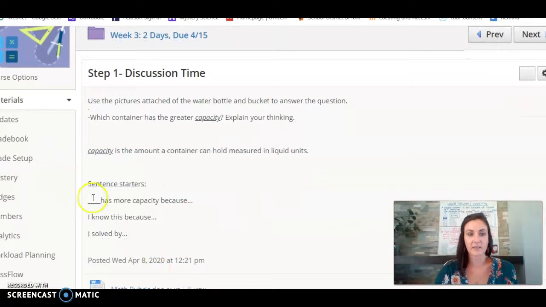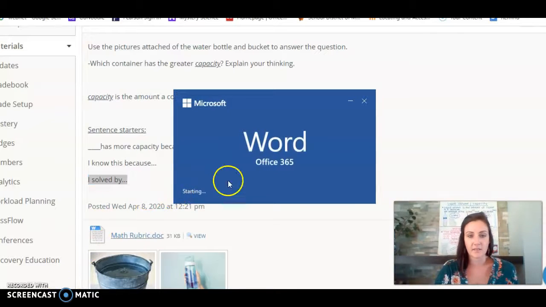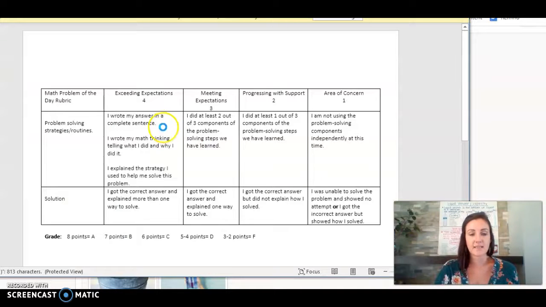So I have given you some sentence starters here, and I have also posted your math rubric down here. By clicking on it, it will show you what is expected when we are doing these discussions. So it will download down here and you can open it up really quick. It's very similar to the one that we had been using in class.